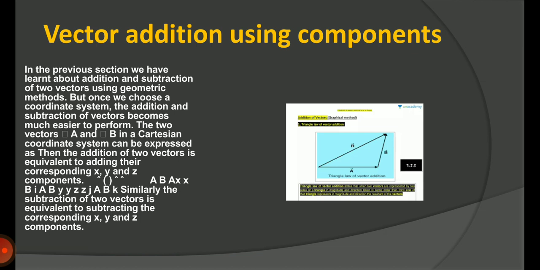Vector addition using components. In the previous section, we have learned about the addition and subtraction of two vectors using geometric methods. But once we choose a coordinate system, the addition and subtraction of vectors becomes much easier to perform. The two vectors A and B in a Cartesian coordinate system can be expressed in components. The addition of vectors is equivalent to adding their corresponding x, y and z components. Similarly, the subtraction of two vectors is equivalent to subtracting the corresponding x, y, z components.